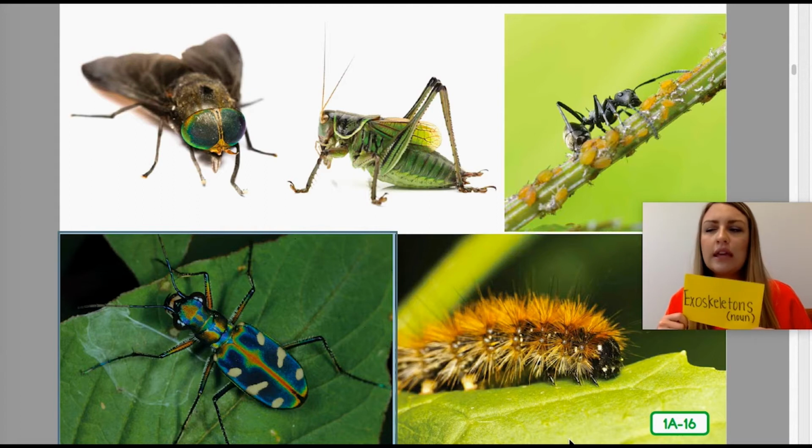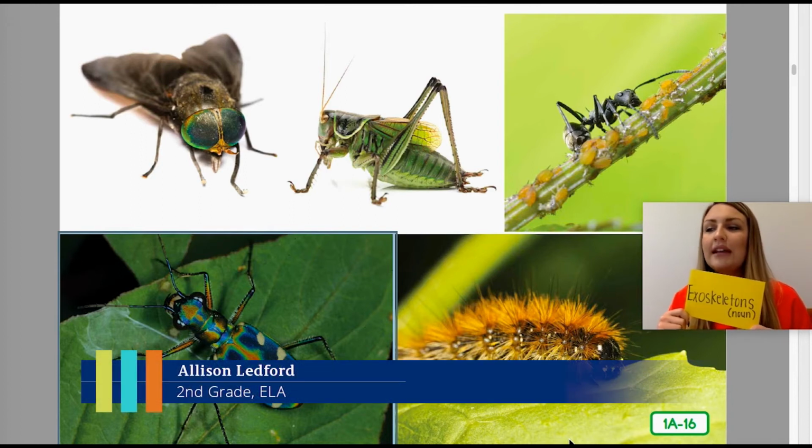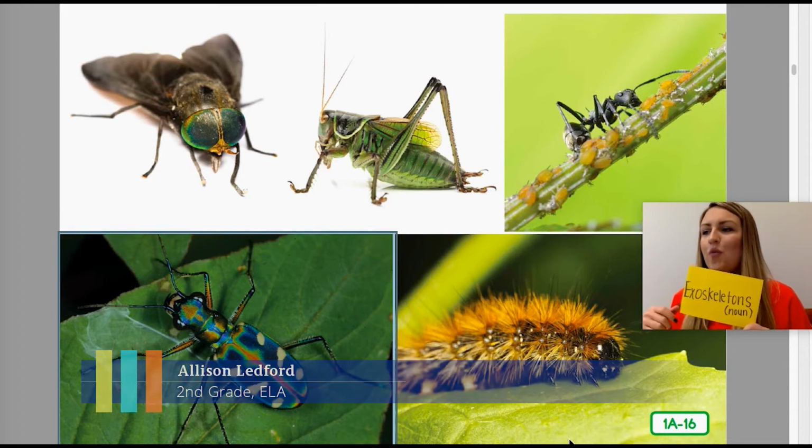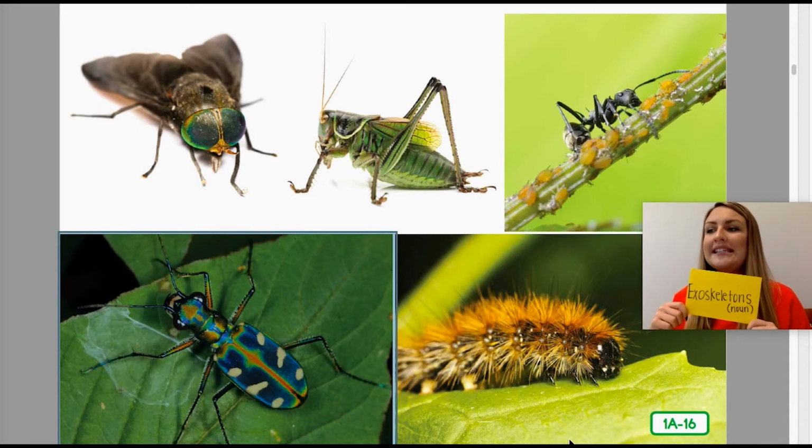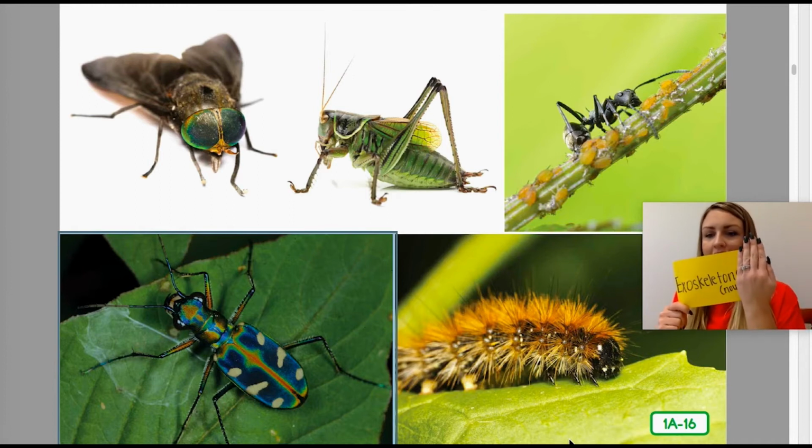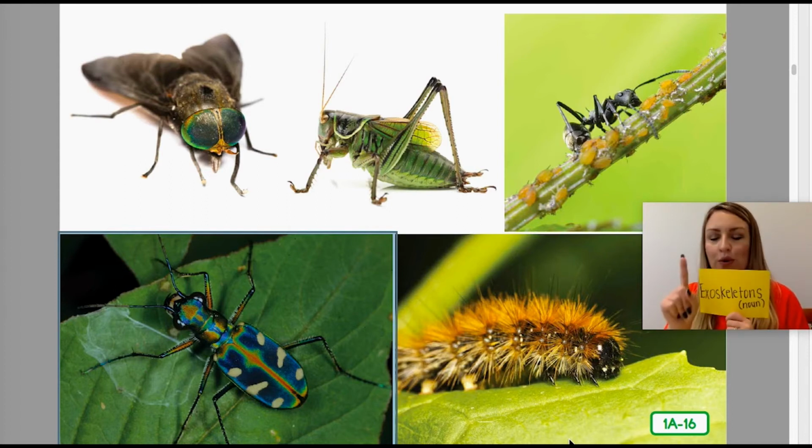Do you think the word exoskeletons is singular or plural? Well, it ends in an S, so that gives us a clue. If you said plural, you are correct. Give yourself a pat on the back. What if I were talking about a singular version of the word exoskeletons? Yes, I would just take that S off and it would be exoskeleton. Very good. There would be only one.